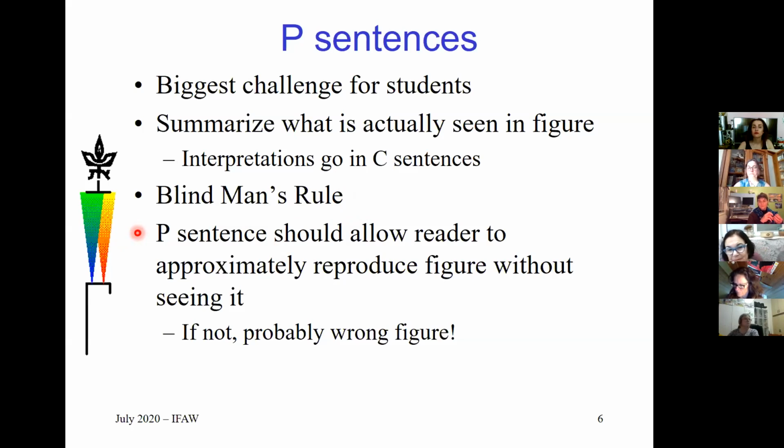Now, sometimes it doesn't work that way. We get a paper where this is not the case. And there are two ways of handling it. The one is you just write more text. But more often than not, when this occurs, it's probably because it was the wrong figure. The writer actually wrote the scientific story in the P sentence, but the figure did not convey the story.